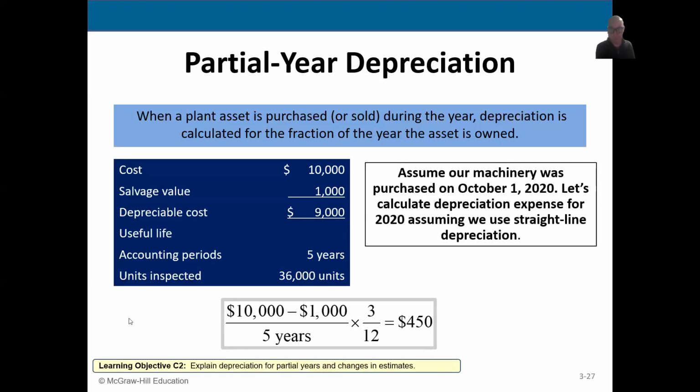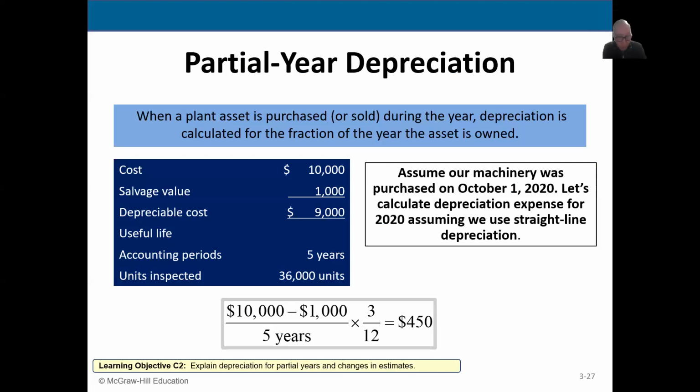For the straight line method, let's say we had that awesome piece of machinery for 10,000, has salvage value of 1,000, total depreciable cost 9,000, supposed to last 5 years or 36,000 units. Let's say we bought that in October. Okay, well that's only 3 months. So we've got to allocate 3 months' worth of depreciation.